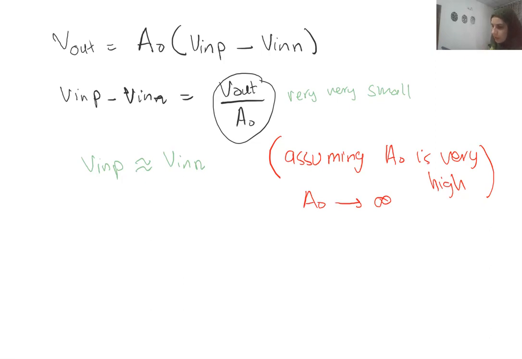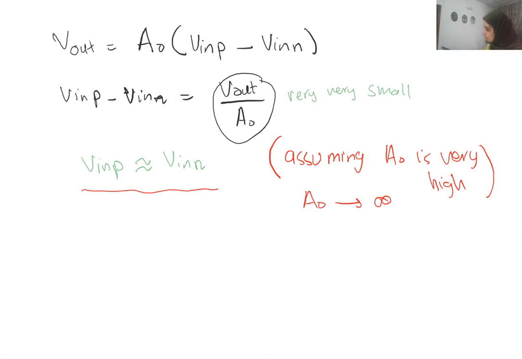Okay, now what does it mean that V input positive is almost equal to V input negative? Are they shorted with each other? The answer is no, they are not shorted with each other, but they have almost the same potential without being shorted to each other. That is something very important for deriving the relationship, or the closed loop behavior, of the differential amplifiers. Okay, let's see what we want to say next.